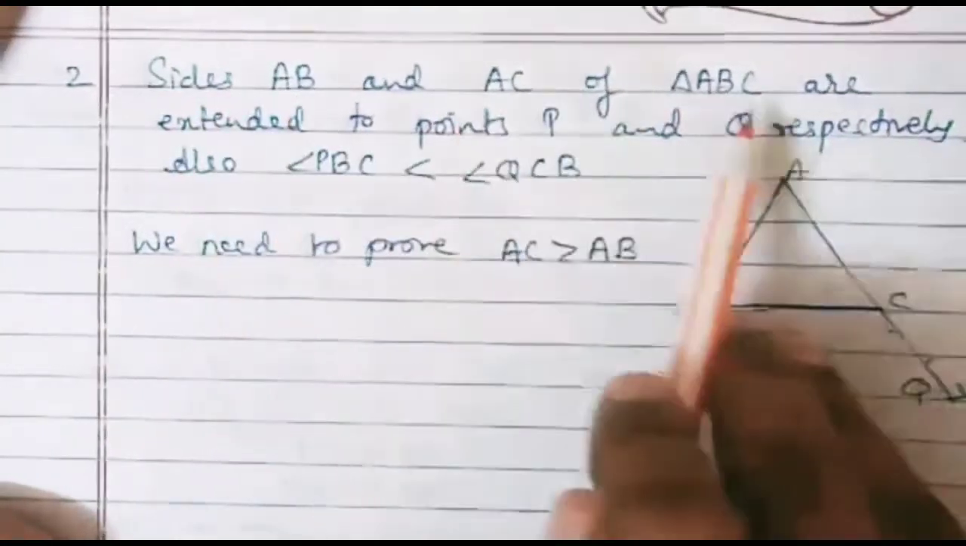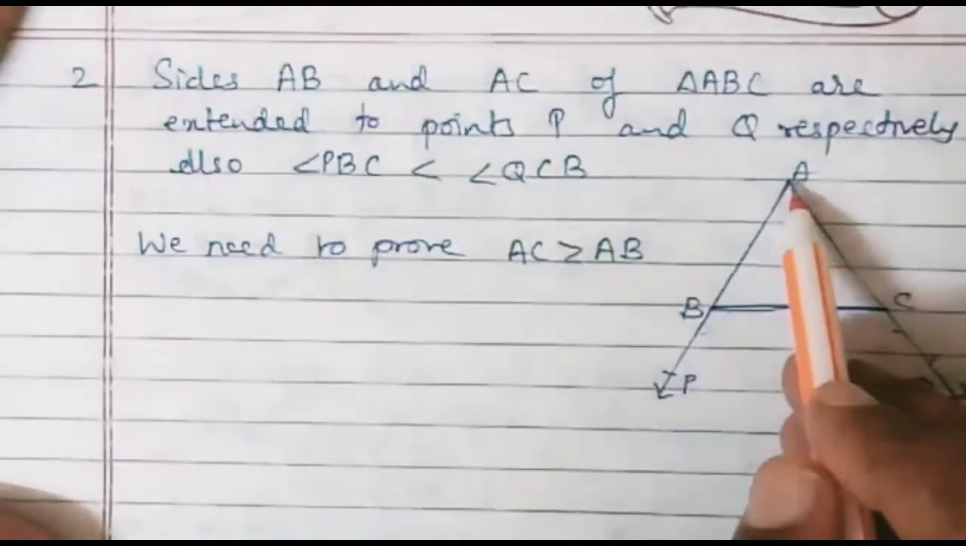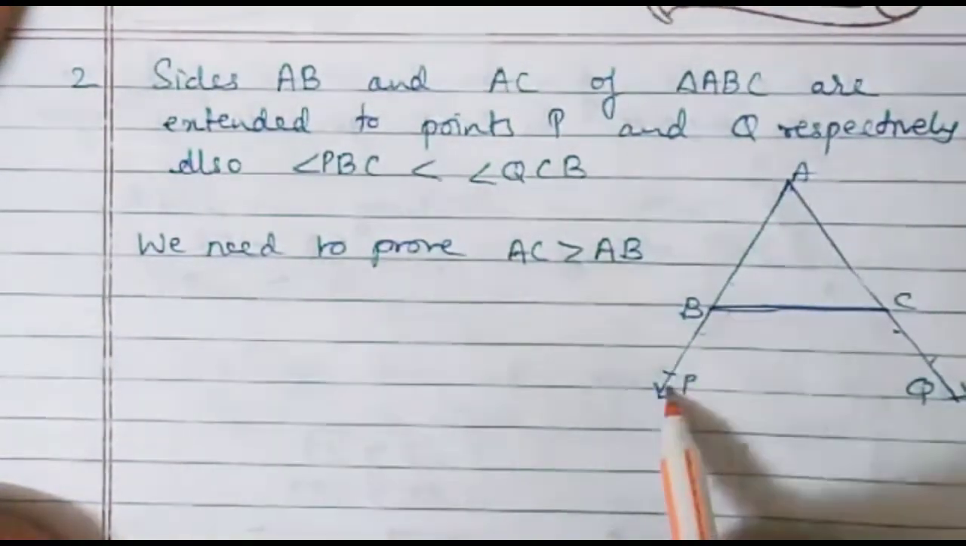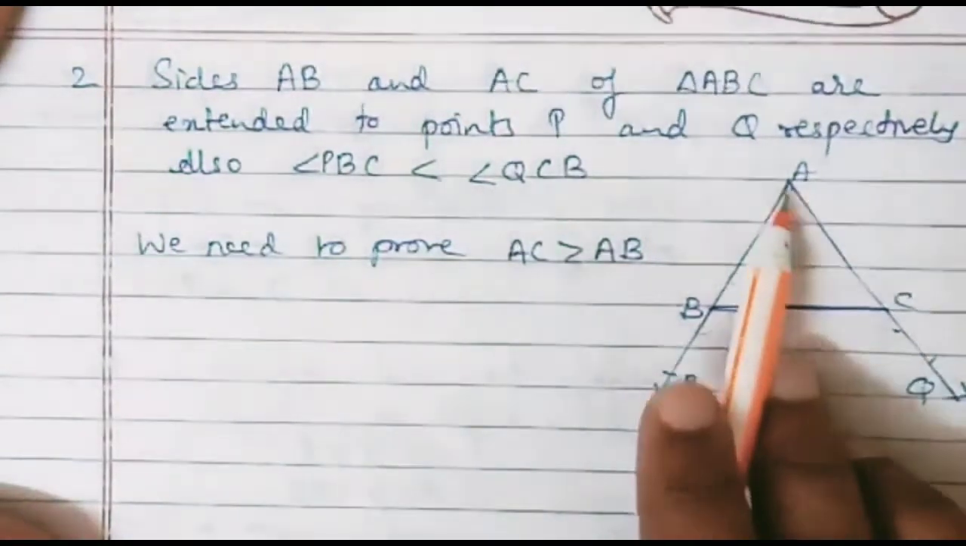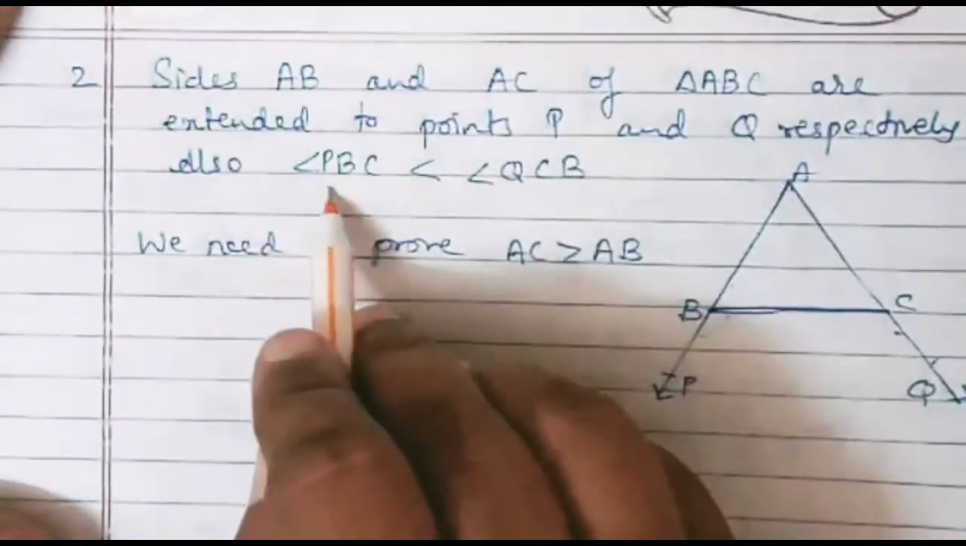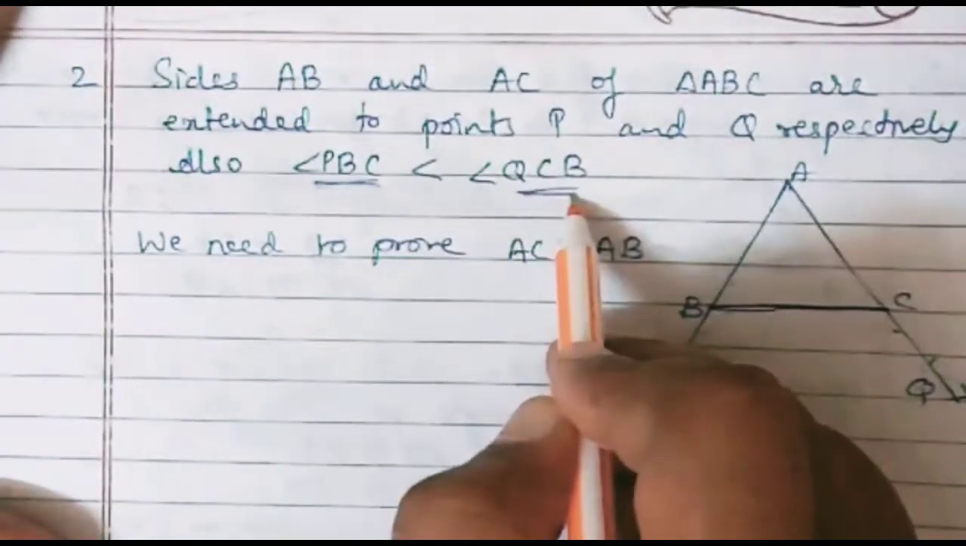Sides AB and AC of triangle ABC are extended to points P and Q respectively. So you can see A, B and P. Okay, that means P is a point after B. Similarly you have A, C, Q. That means they are collinear in the same order. It is given that measure of angle PBC is lesser than angle QCB.